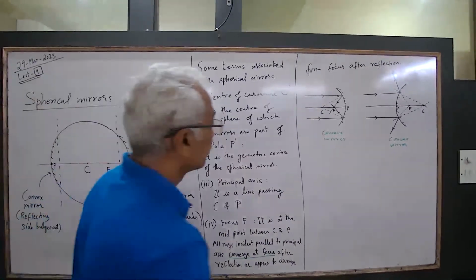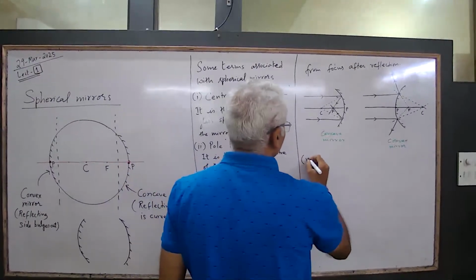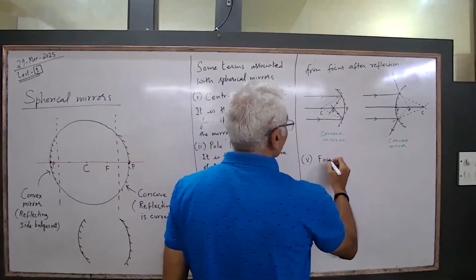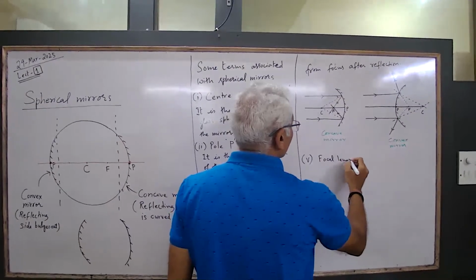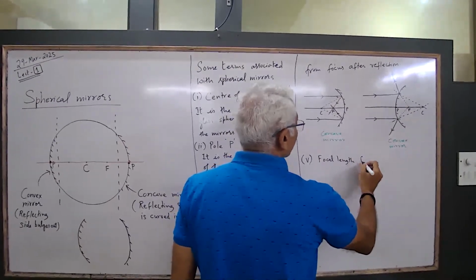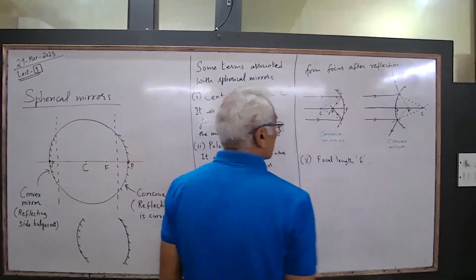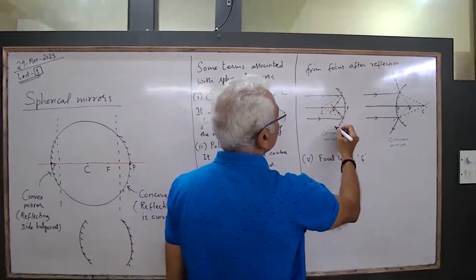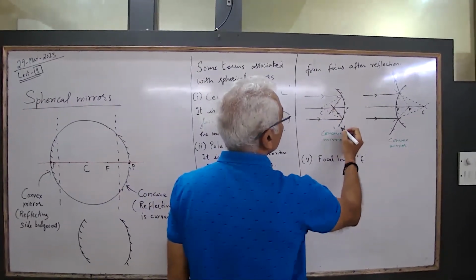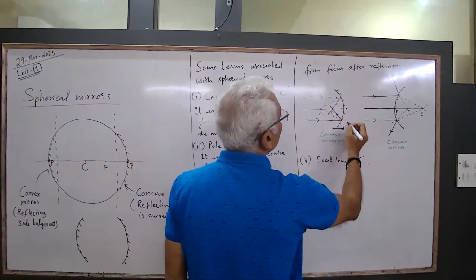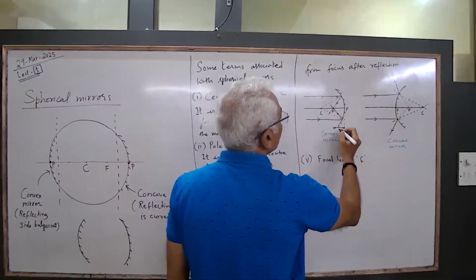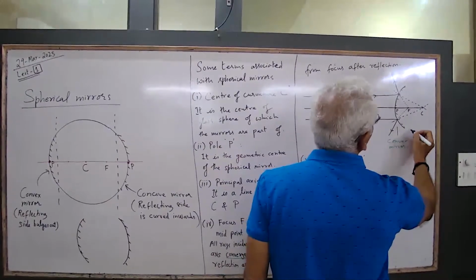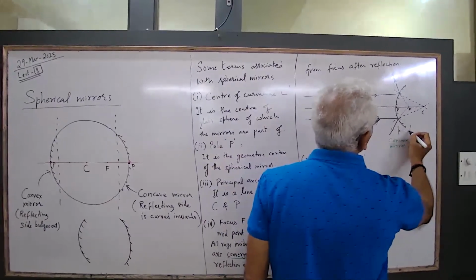Then you have fifth point, which is focal length, F. So what is focal length? Focal length is this distance, PF. ये वाला distance. So this is called F. यहाँ पे भी this is PF. ये वाला distance.